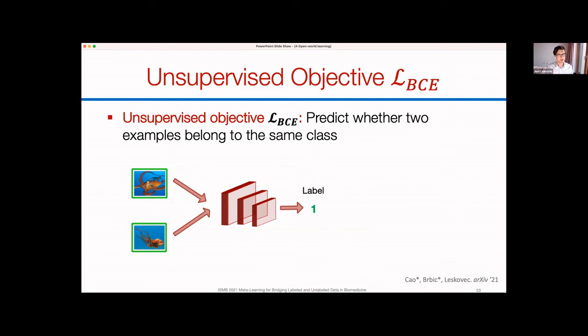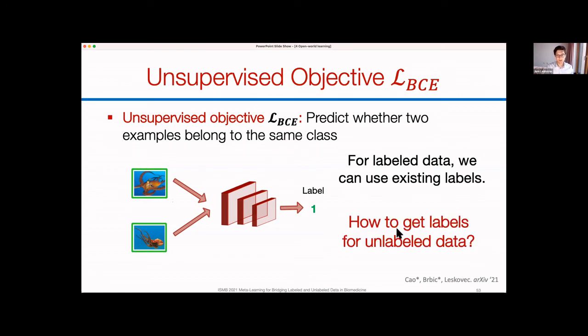And for labeled data, we can use existing labels, and this is easy to set up. We know which examples are of octopus, and we know which pairs are from the same species and which are not, if the images are labeled. But of course, the question is, how do I get labels for unlabeled data? Right? If I have 2 unlabeled images, I don't know whether they come from the same species or not.